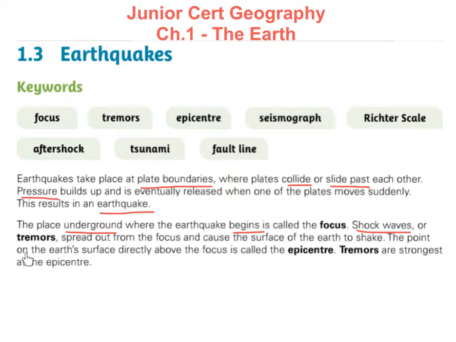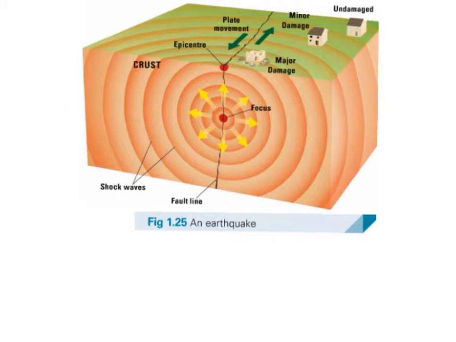The point on the Earth's surface, directly above the focus, is called the epicenter. Tremors are strongest at the epicenter. Here we have a diagram of an earthquake. An earthquake can last for up to a minute and can be followed by smaller tremors called aftershocks. Earthquakes and aftershocks can cause a lot of damage and destruction. Buildings weakened by an earthquake can collapse during an aftershock. So sometimes the aftershocks actually cause more damage.